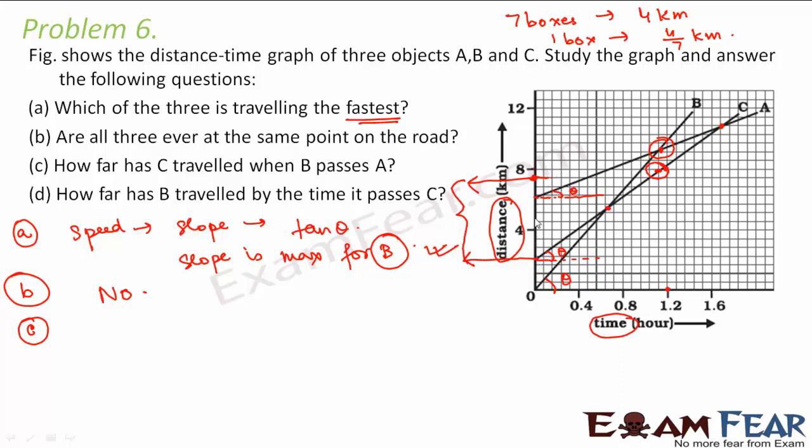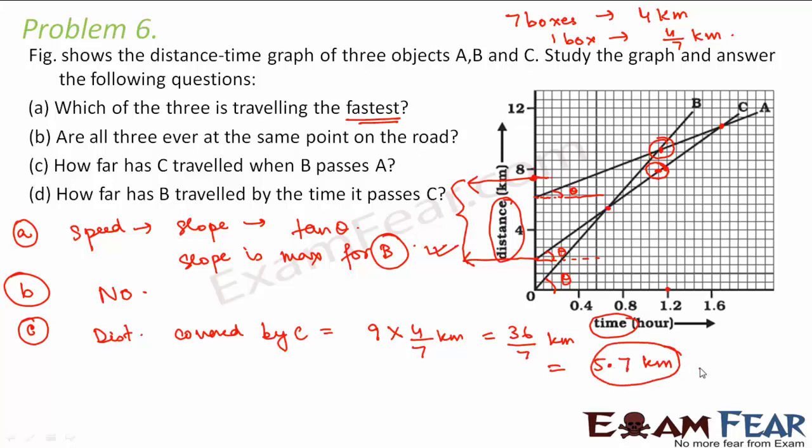So how many boxes are there between these 2 points? 1, 2, 3, 4, 5, 6, 7, 8, 9. So there are 9 boxes, correct? So that means the distance covered by C will be equal to 9 into 4 by 7 kilometers. That is equal to 36 by 7 kilometers, which is somewhere around 5.7 kilometers. So this is the distance covered by C.